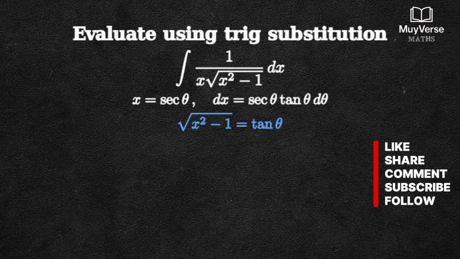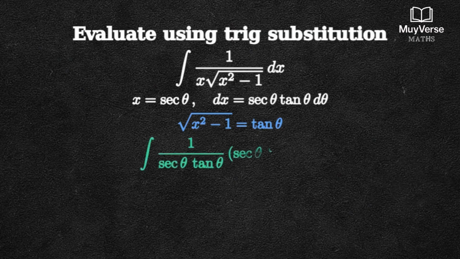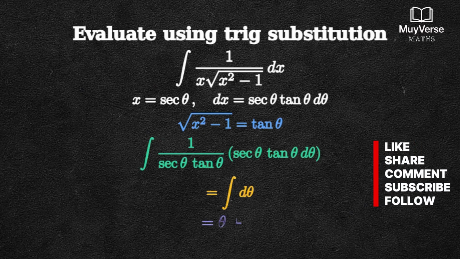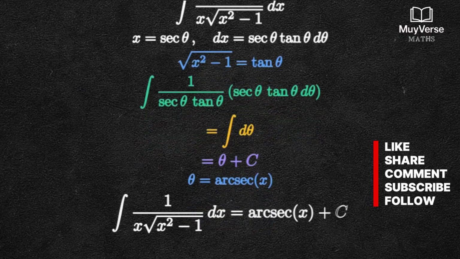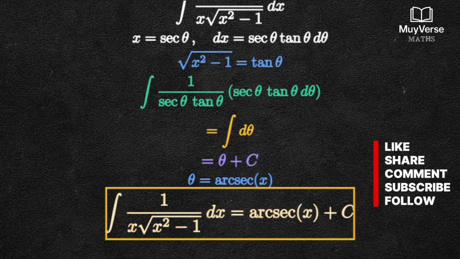Now substitute everything. The integral becomes the integral of 1 over secant theta times tangent theta, multiplied by secant theta times tangent theta d theta. The common factors cancel, leaving simply the integral of d theta. This integrates immediately. We get theta plus C. Finally, convert theta back to x. Since x equals secant theta, theta equals arcsecant of x. Therefore, the integral equals arcsecant of x plus C.